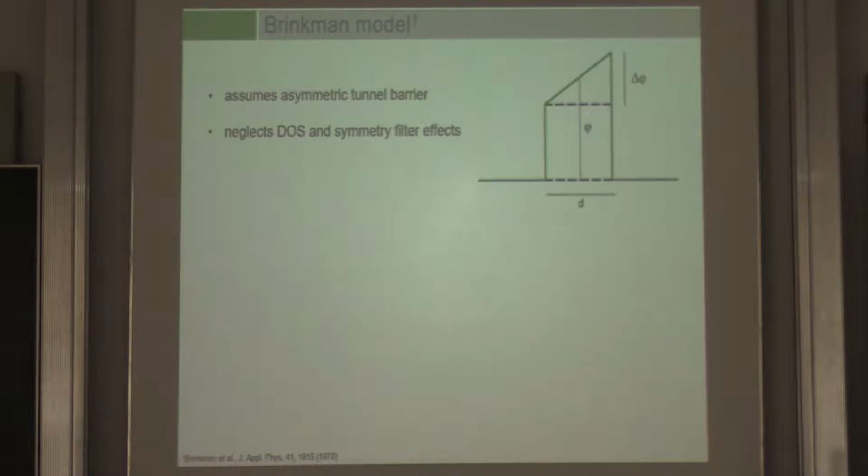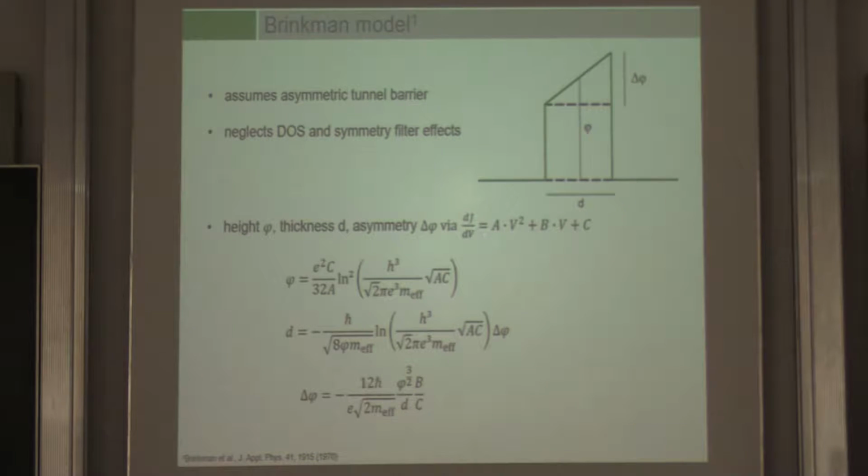So the Brinkmann model basically assumes an asymmetric tunnel barrier, as you can see over here. So this is the asymmetry, the height of your barrier, and the thickness of your barrier. And this model basically neglects influences of your density of states and symmetry filter effects, like you have, for example, in MgO MTJs. So this is why the Brinkmann model is only suitable for the MgAlO MTJ, because there we measured quite low TMR effects and we don't have any density of states effects.